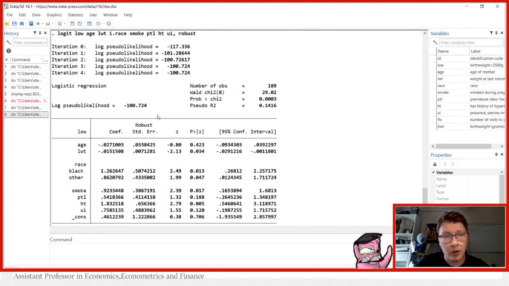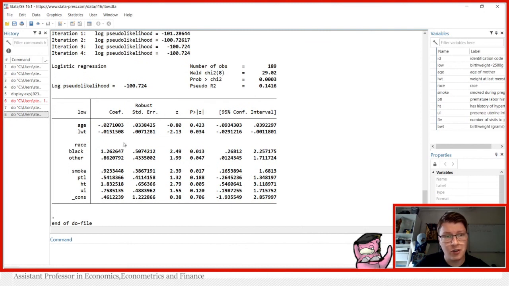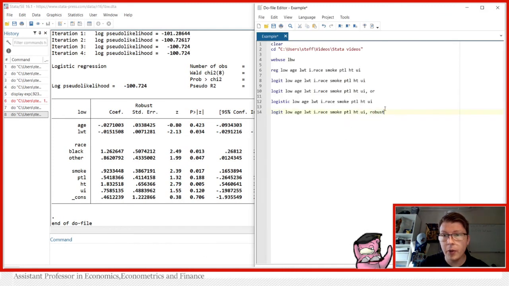And although, remember, these coefficients here are still log odds, we would have to interpret them a little differently. Although the sign and the magnitude can already tell us a lot, especially the sign, whether it is positively or negatively related to our outcome variable. So with that said, let's go back here. And well, this is just to give you an overview of how you can do logit models in Stata.